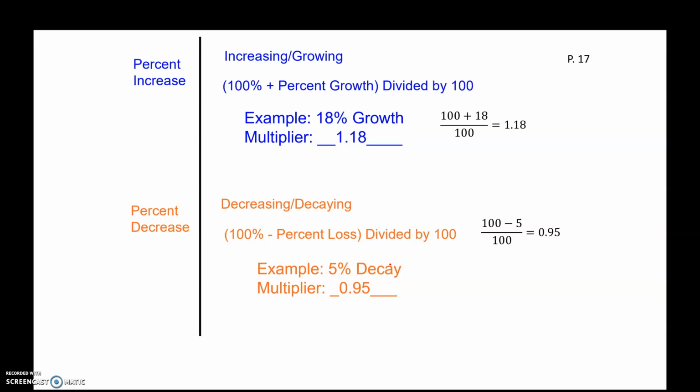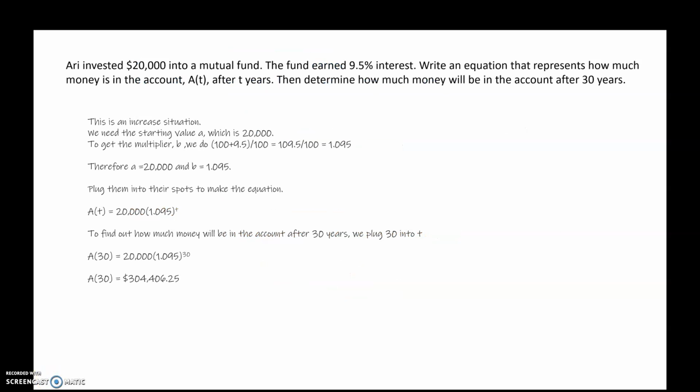which would give us 0.95, which makes sense. For decreases, we should always be getting numbers in between 0 and 1. For increases, we should always be getting a number bigger than 1. That's one of the things we learned in last class. All right, once again, it's on page 17. All right, now let's put this in action. Okay, so copy this down.